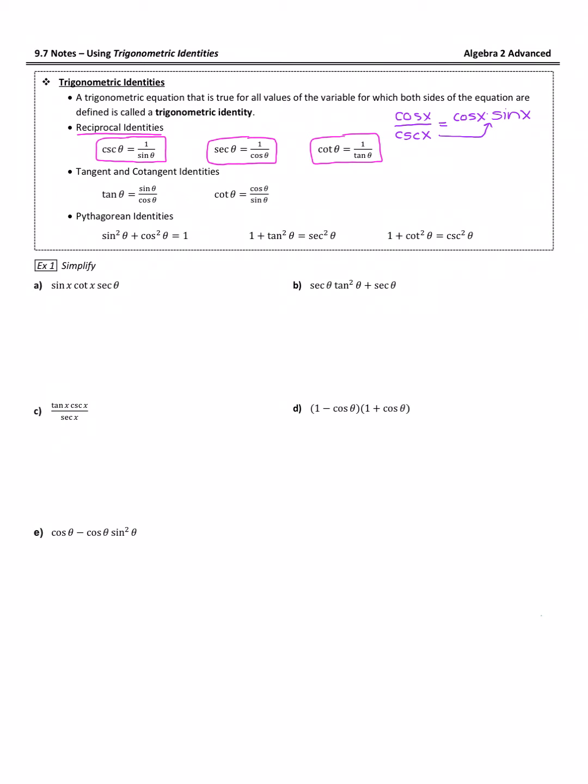Okay? So you have those reciprocal identities. You also have that tangent can be turned into sine over cosine. Cotangent can be turned into cosine over sine. Those are handy substitutions to make if you want to put everything in terms of sine and cosine. Then we have our Pythagorean identities.